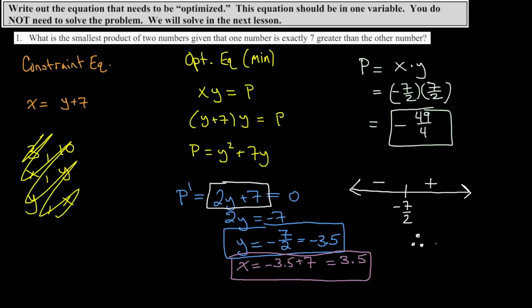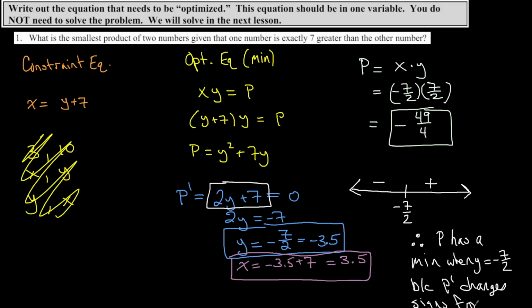So based on this, we can say, therefore, P has a min when y equals negative 7 halves, because P prime changes signs from negative to positive. Yeah, so there you go.